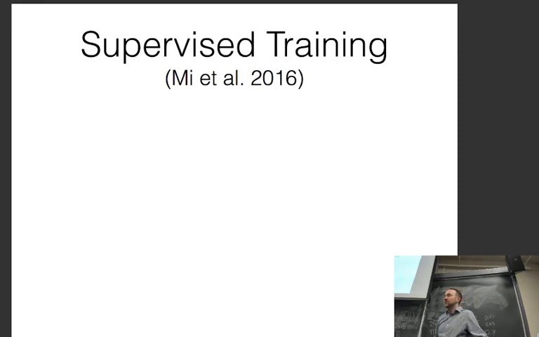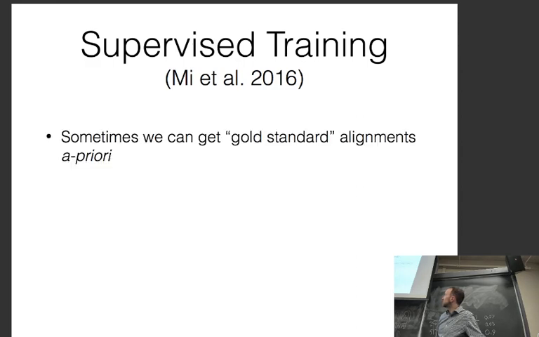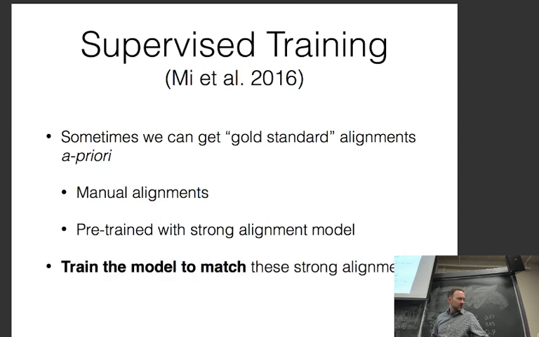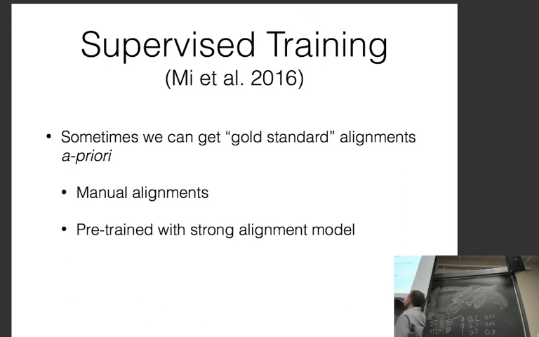Another thing that people have tried is supervised training of attention. So the idea is you can get gold standard alignments. For example, let's say we had somebody annotate a whole bunch of alignments manually, or we could also pre-train them with a strong alignment model. Another thing that I forgot here is if you're using something like a copy mechanism, then you know the words that should be copied, you should probably be focusing on that particular word.